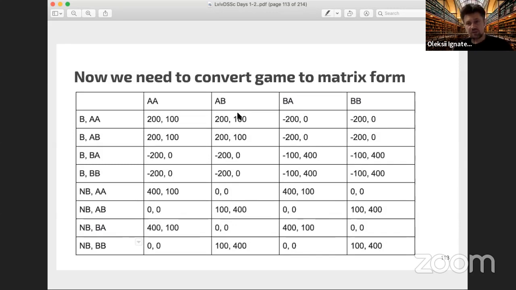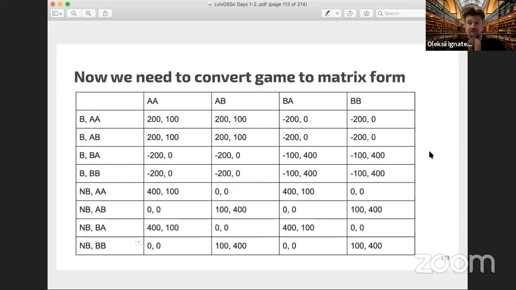You can always do this, but not the opposite. So we have equivalence in only one direction. Every game in extensive form can be transformed into matrix form, but not back, because we lose some information about the game structure in this process. So we have 8 strategies: burn money AA, burn money AB, burn money BA, burn money BB, and so on, and not burn. And we have 4 strategies for the second player.